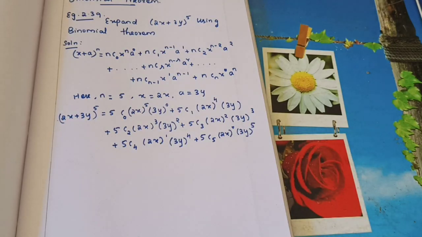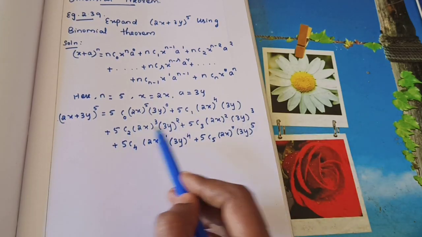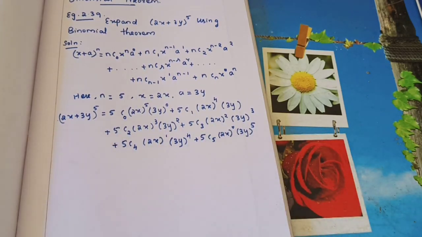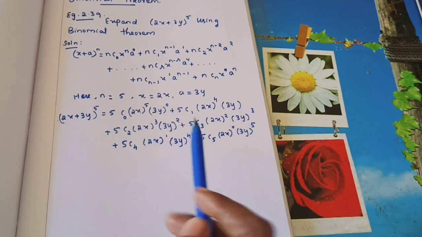Understand students? I have just substituted in that expansion. Here n is 5, so totally you will get 6 terms: 1, 2, 3, 4, 5, 6. Correct? The reason is we start from 5C0 and end at 5C5, because the n value is 5. Whatever the n value is, up to there you will do.